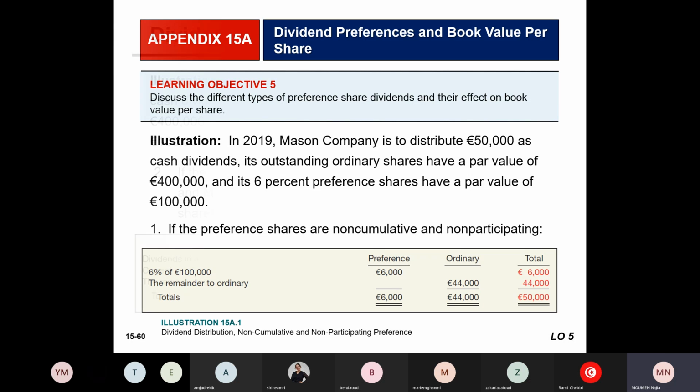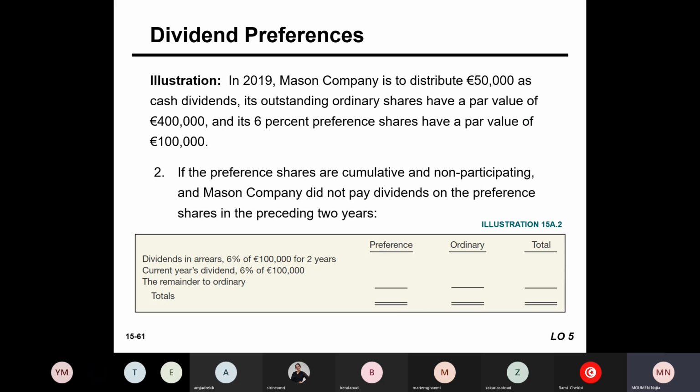Okay. The second situation, assuming that we have preference shares that are what? So still the same scenario. We have 50,000 as cash dividends. We have the par value of 400 for the ordinary shares, and of course 6% preference shares with the par value of 100,000. It says now that we got cumulative preference shares, but still non-participating. It also says that the Mason Company did not pay dividends on the preference shares in the preceding 2 years. So you see here, we got 2 prior years with no distribution of dividends.